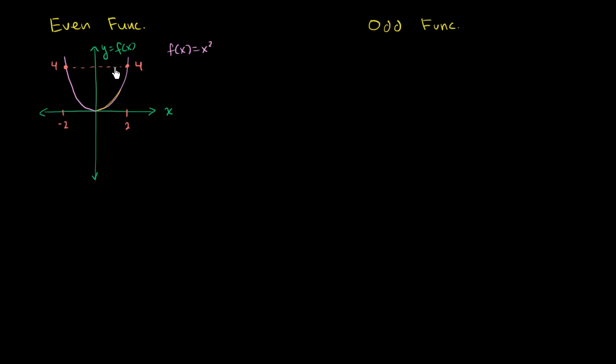And this hopefully, or maybe, makes complete sense to you. You're like, well, Sal, obviously, if I just reflect this function over the y-axis, that's going to be the case. Whatever function value I get at the positive value of a number, I'm going to get the same function value at the negative value. And this is what leads us to the formal definition.